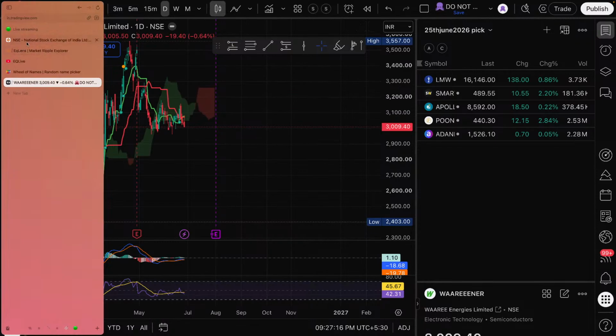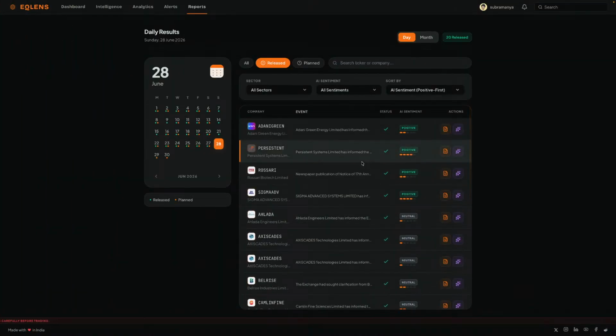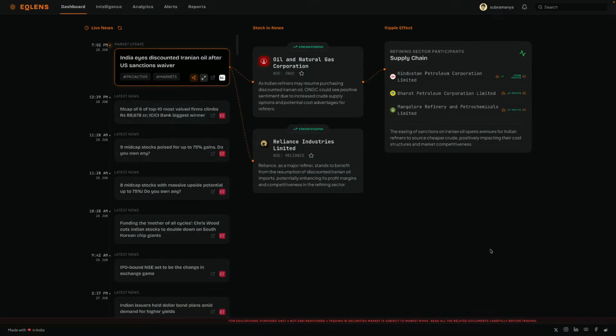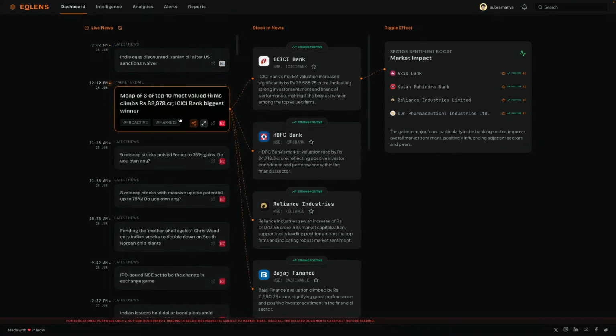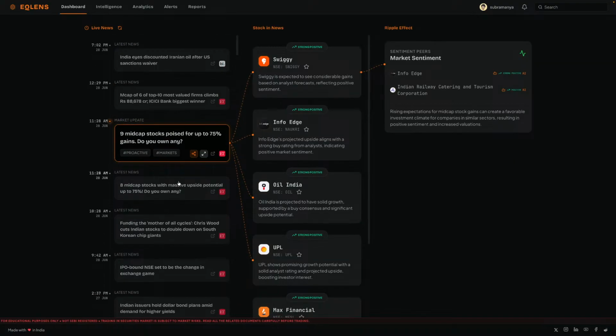Equivalence is not a SEBI registered entity, and it doesn't give you any tips. It just identifies the reports filed by companies to NSE as well as regular news, and identifies which stocks that news is talking about. It's only for educational purposes. It doesn't give you any targets or price to take action on. It just gives you the good news from the stock market, and which stocks are in the news. Before trading, do your own research and read all related documents carefully. That's it from our end.